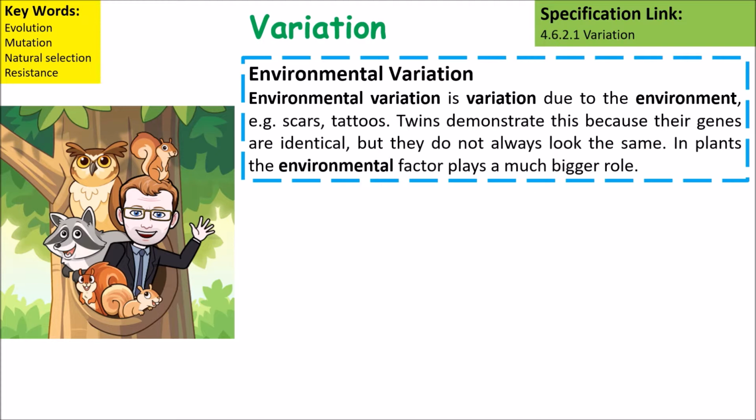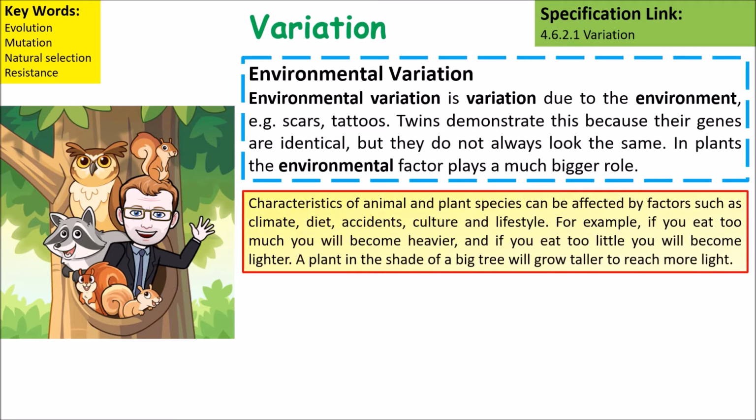Environmental variation is due to the environment, so things like scars or tattoos. Twins demonstrate this because their genes are identical, but they do not always look the same. In plants, environmental factors play a much bigger role. Characteristics of animal and plant species can be affected by factors such as climate, diet, accents, culture and lifestyle, for example. If you eat too much, you'll become heavier. If you eat too little, then you'll be lighter. A plant in the shade of a big tree will have to grow taller to get light, and so forth.